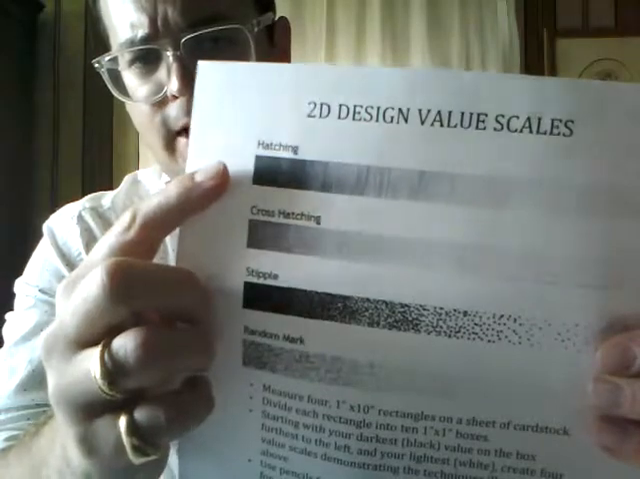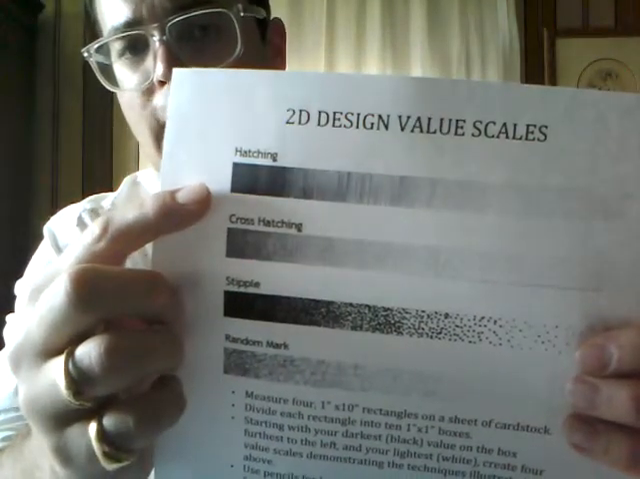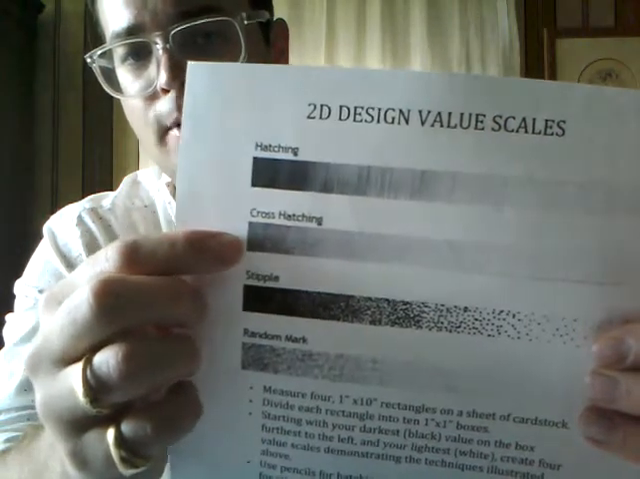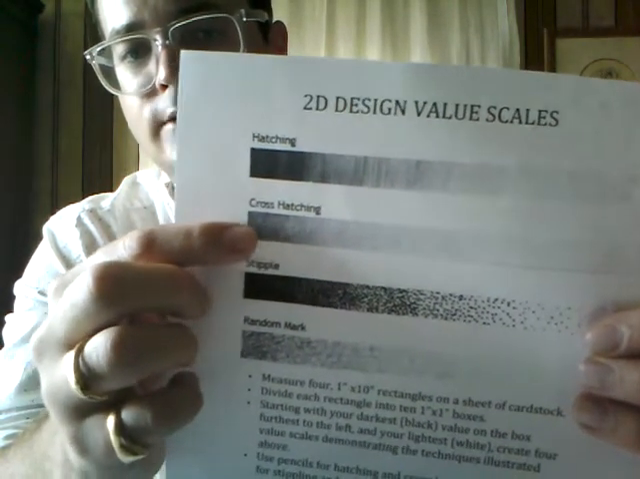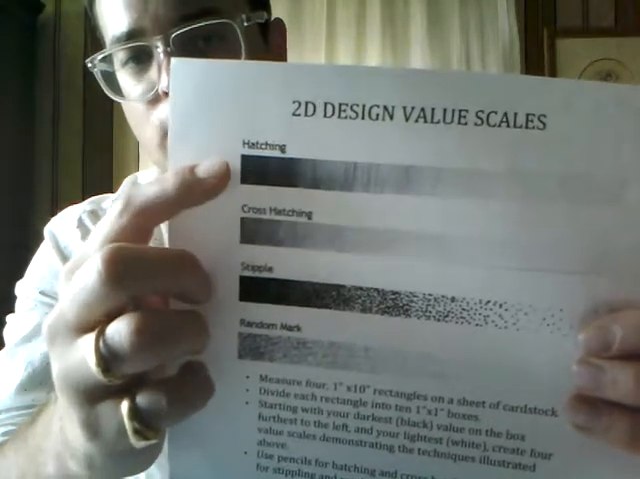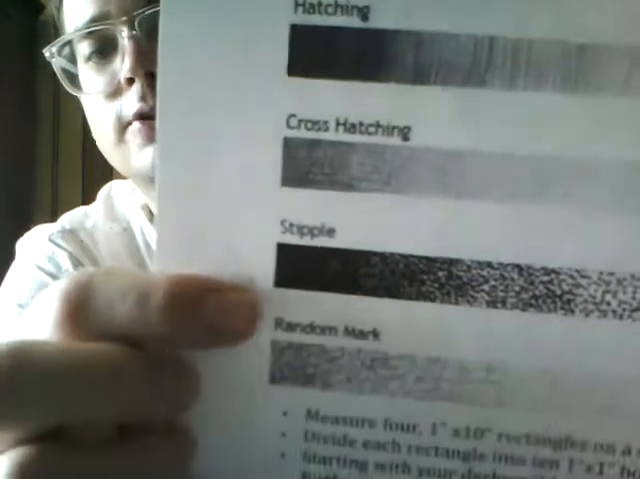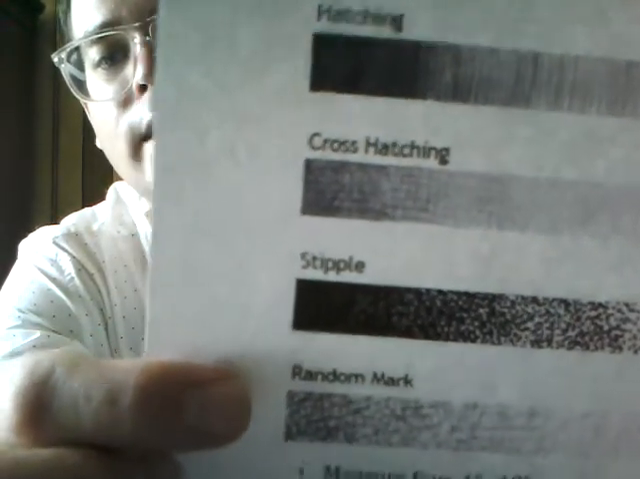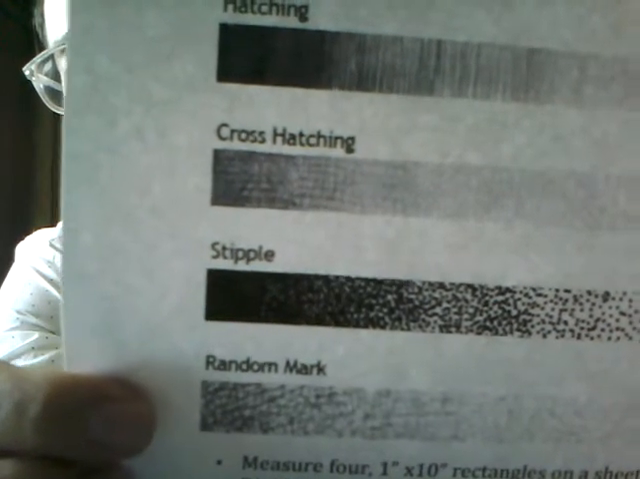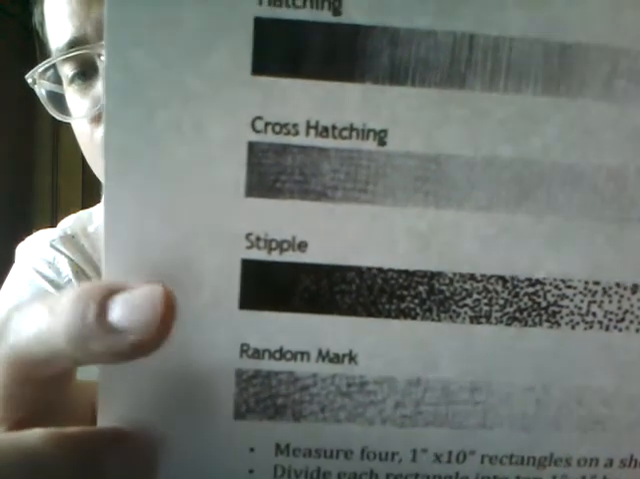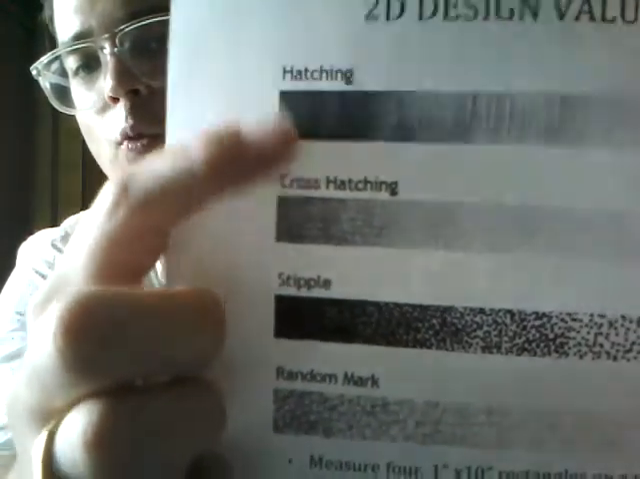Okay, so we talked about hatching. With cross-hatching, it's very similar to the hatching application. The primary difference being that we're also including lines going horizontally as well as vertically. So that's the main difference. So if we look very closely at this chart, we can see that our values are obtained by creating lines that intersect, that are both vertical and horizontal, as opposed to just in one direction.